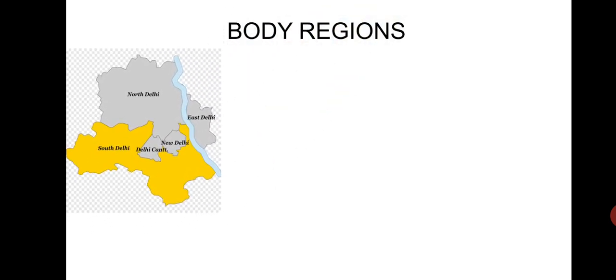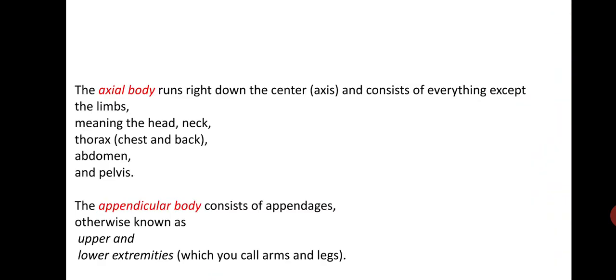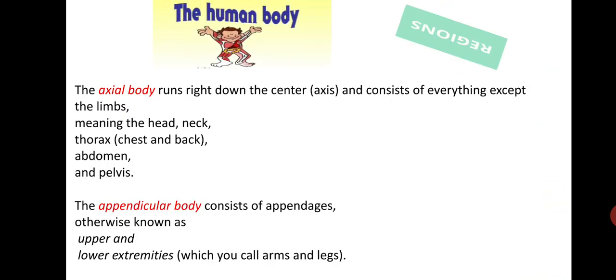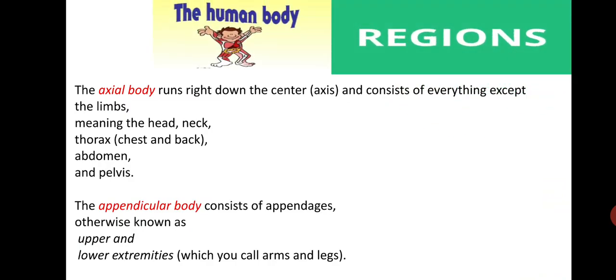With an example, I have shown you a map of Delhi. The map of Delhi is divided into different regions such as North Delhi, South Delhi, Delhi Cantt, New Delhi, and East Delhi. Like this, the human body is divided into different regions. The human body has two regions. One is the axial body region. Second is the appendicular body region.